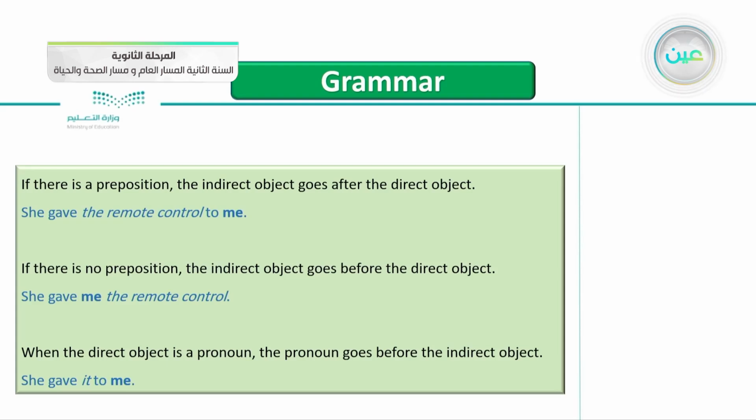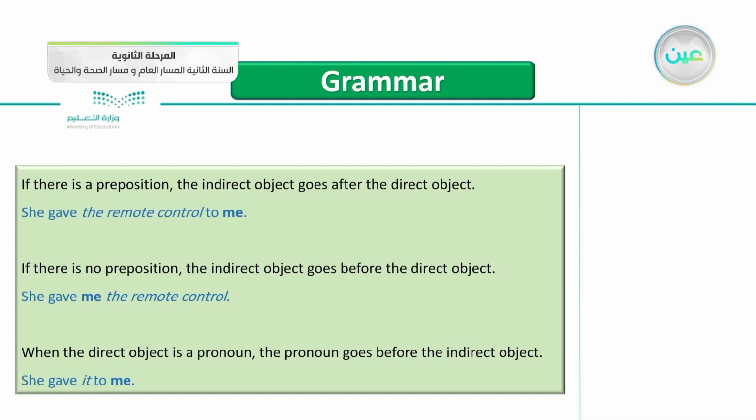Wherever there is no preposition, the indirect comes before the direct. She gave me the remote control. So me here is the indirect, the remote control is the direct object. When the direct object is a pronoun, the pronoun goes before the indirect object.